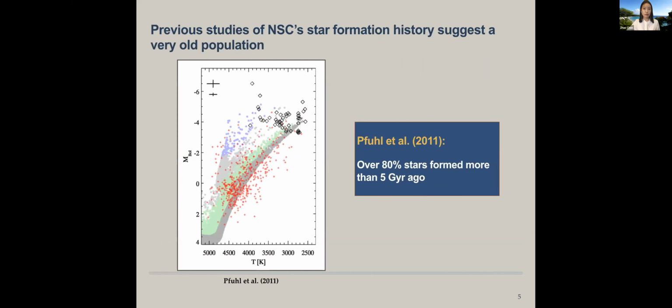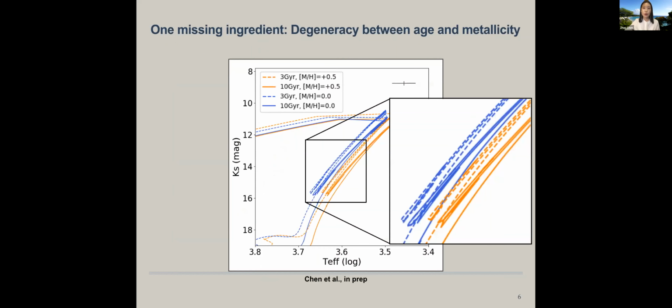The star formation history of the nuclear star cluster has been extensively probed over the last few decades. Previous studies suggest a very old population. The latest star formation history study by Pfuhl et al. 2011 reported that over 80% of stars formed more than 5 Gyr ago. And one missing ingredient of current star formation history studies is the metallicity information. So when modeling the cluster, age and metallicity always introduce some degeneracy.